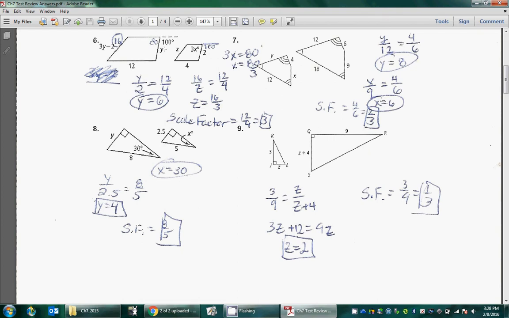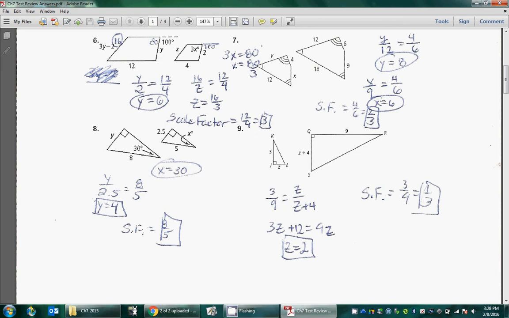So I've got y over 2 is going to equal 12 over 4. Okay, so y is going to be 6. If I wanted to do my scale factor, I would have to just pick a pair of sides, like 12 and 4. You'll notice that's what I did down here.